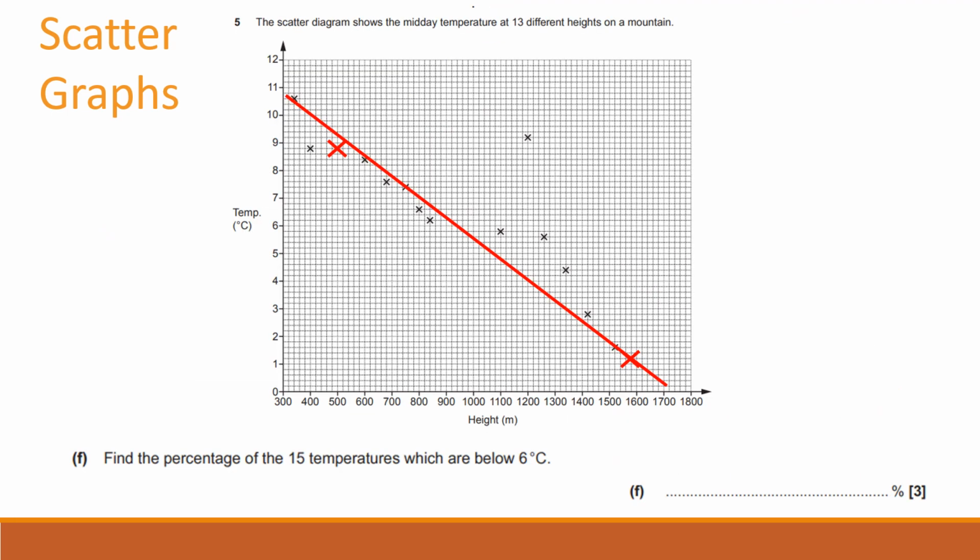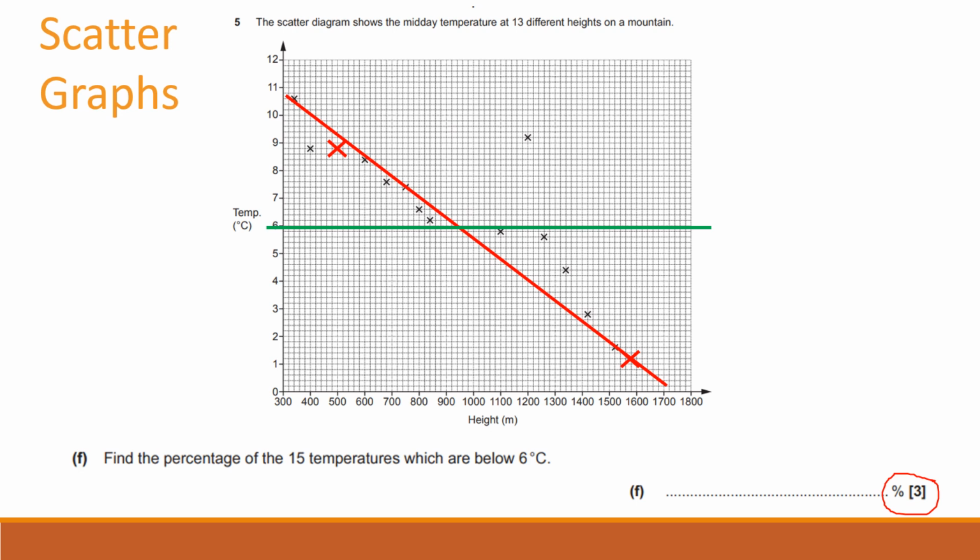Part F, you've got to work out the percentage of the 15 temperatures which are below 6 degrees Celsius. Now this is a 3 mark question, so this is the hardest question we've got here. So it's worth 3 marks, and the key is this 6 degrees Celsius. So I've just drawn a line across at the 6.